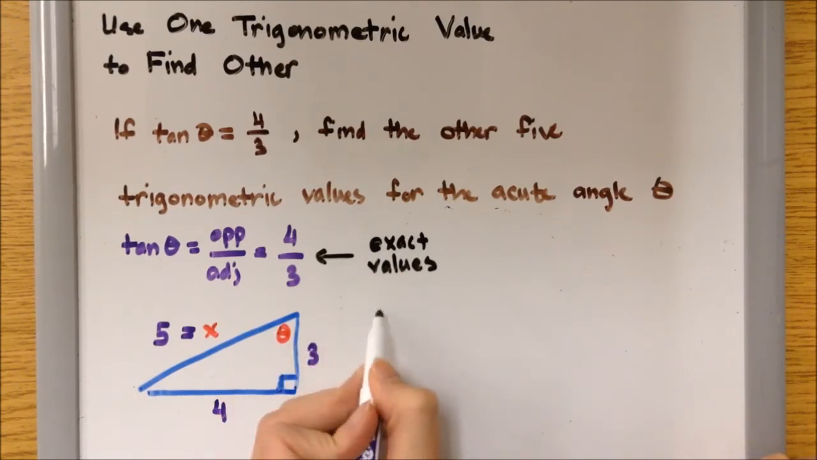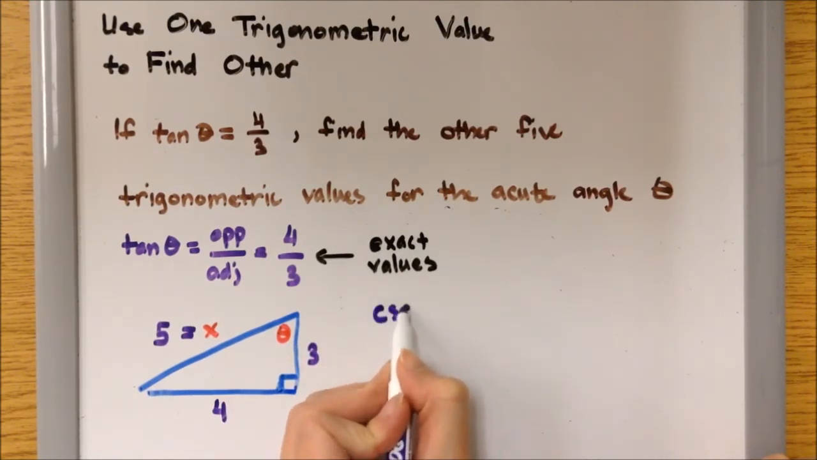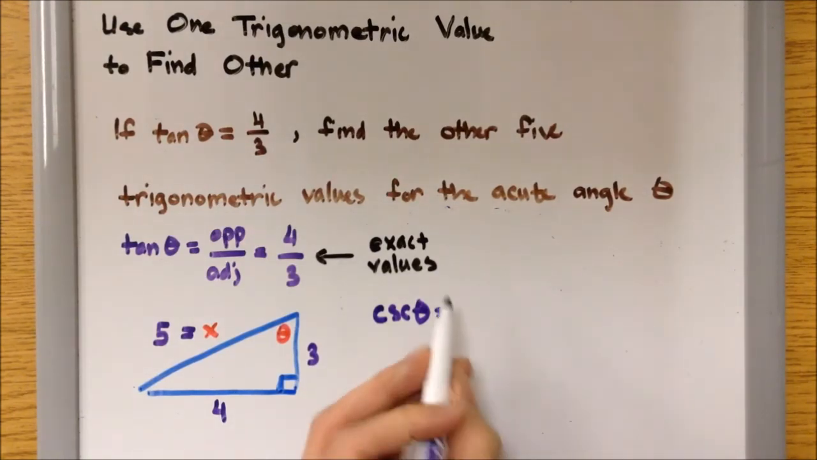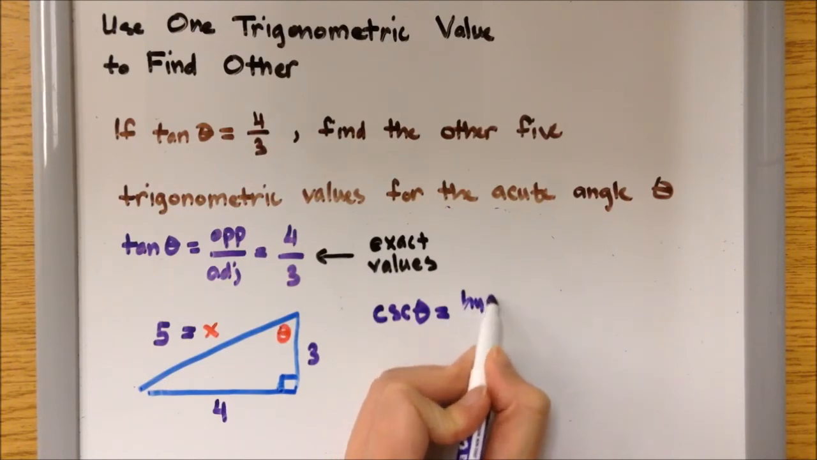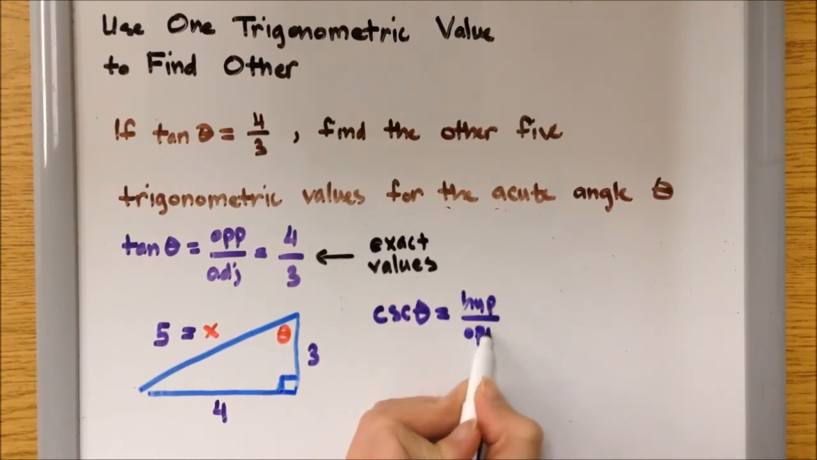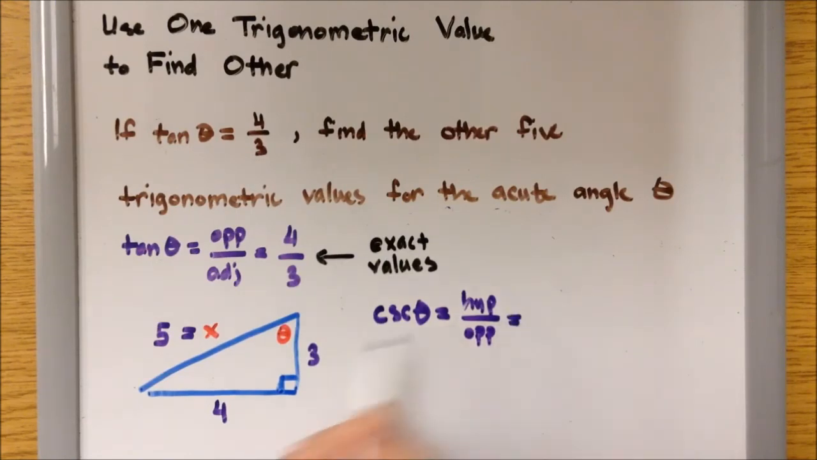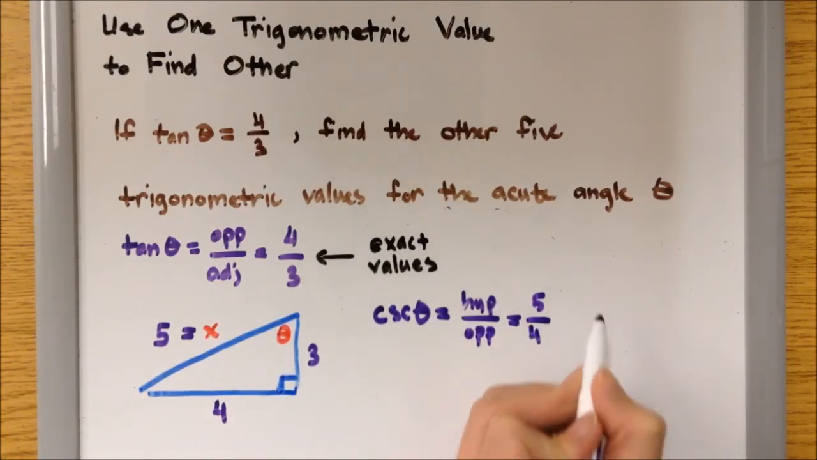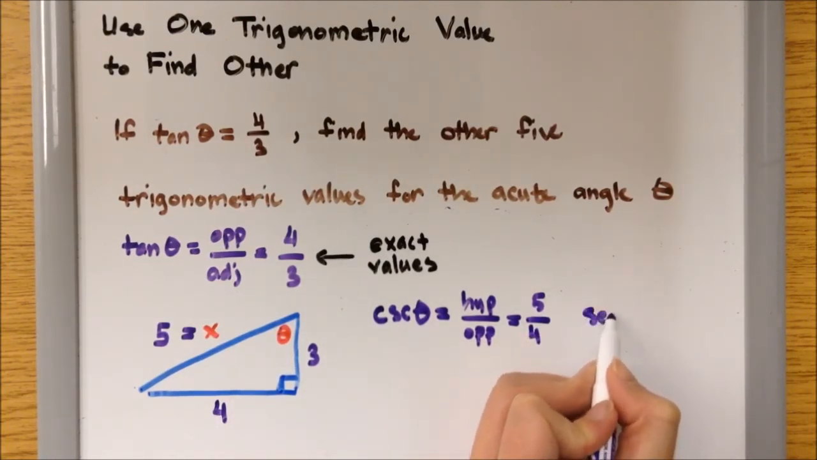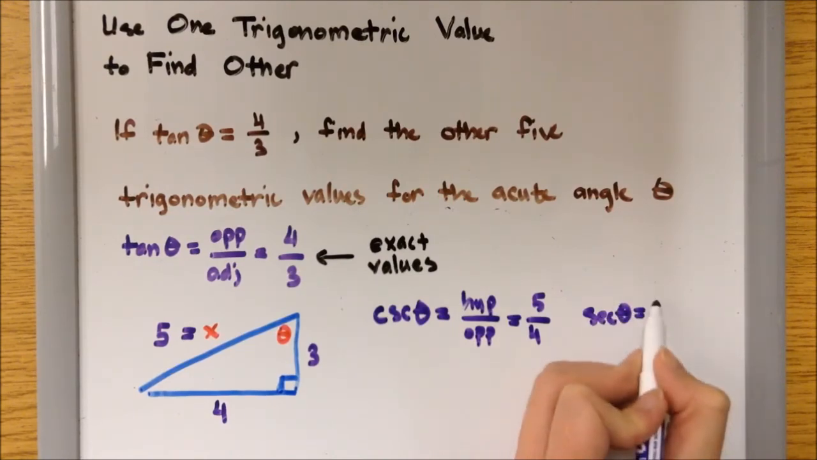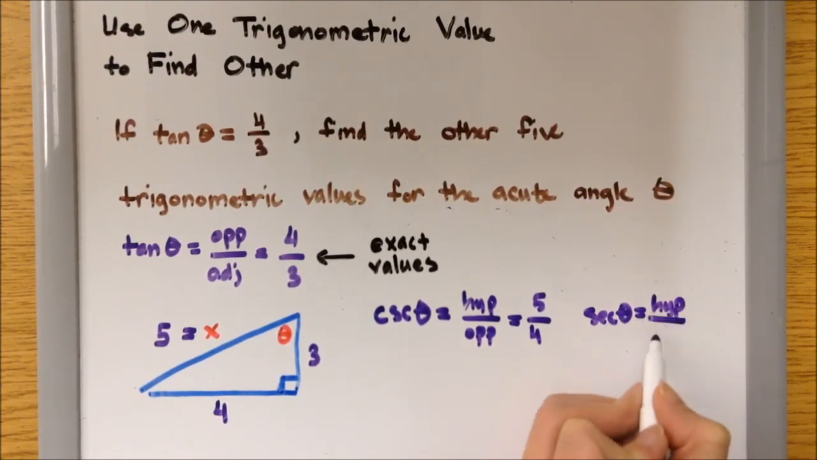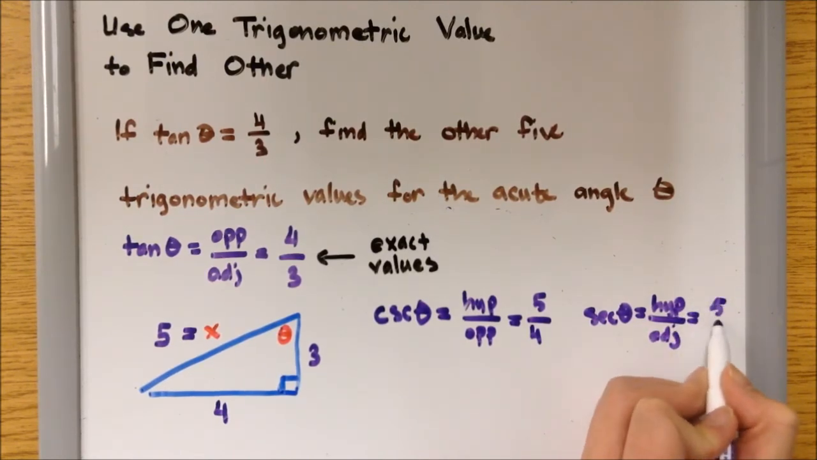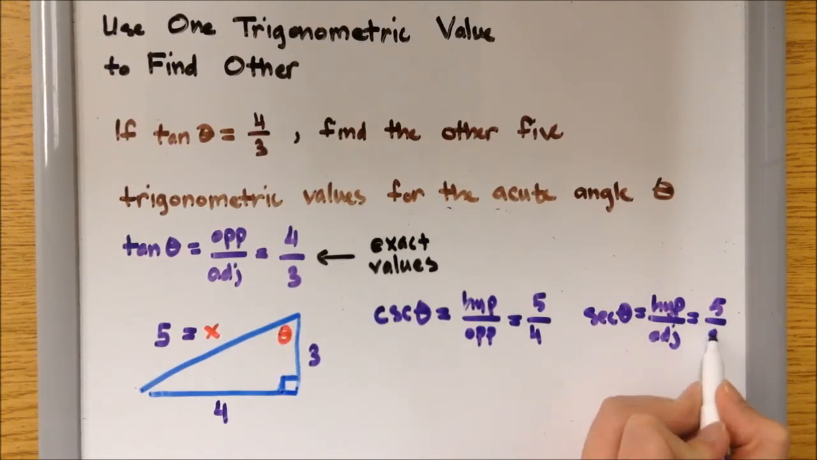If we were to start off with cosecant theta, we remember that cosecant was hypotenuse over opposite. So we know our hypotenuse, which is 5, and then we know our opposite from the angle, which is 4. Now we do secant theta, which was hypotenuse over adjacent. So therefore, hypotenuse was 5, adjacent was the one next to the angle, which is 3.